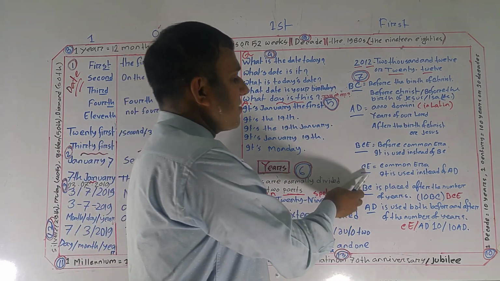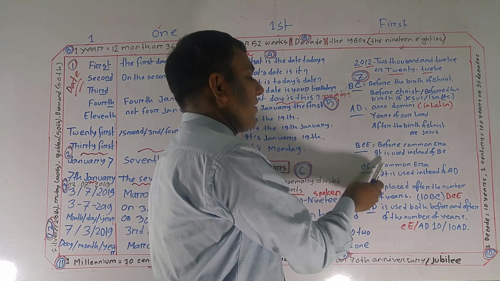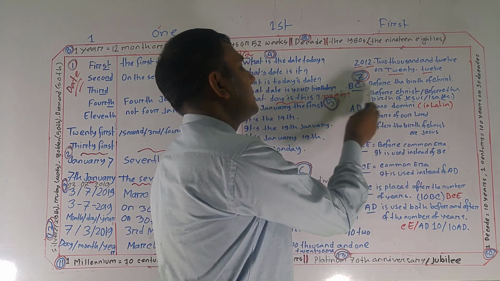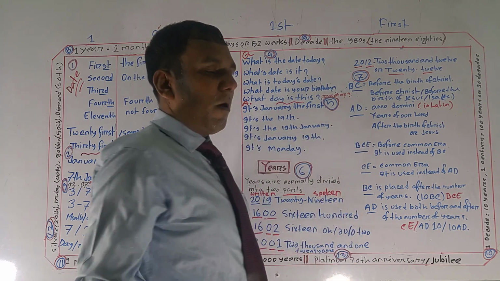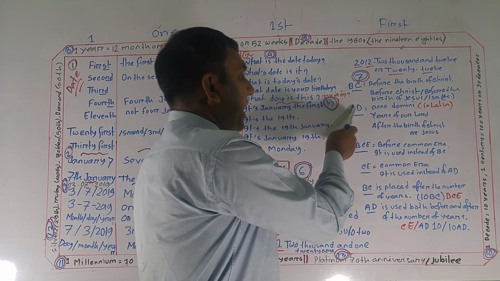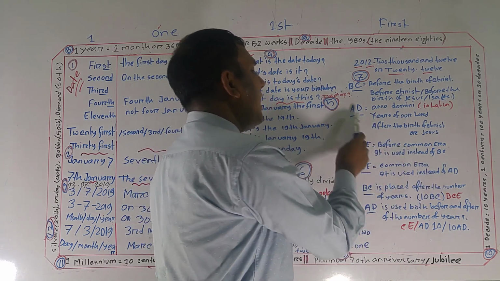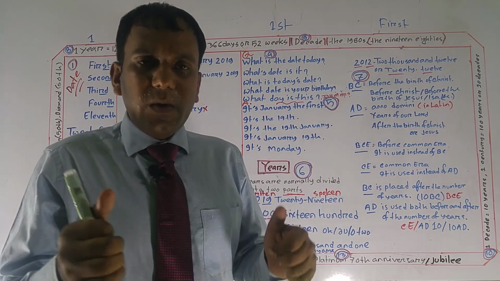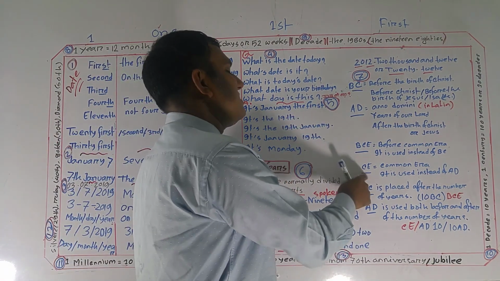And we are writing here BCE, before common era. It is used instead of BC. Where you can write BC, there you can write BCE, no problem. And it is used nowadays. Where you can write AD, you can write CE, common era, which is used instead of AD. No problem.